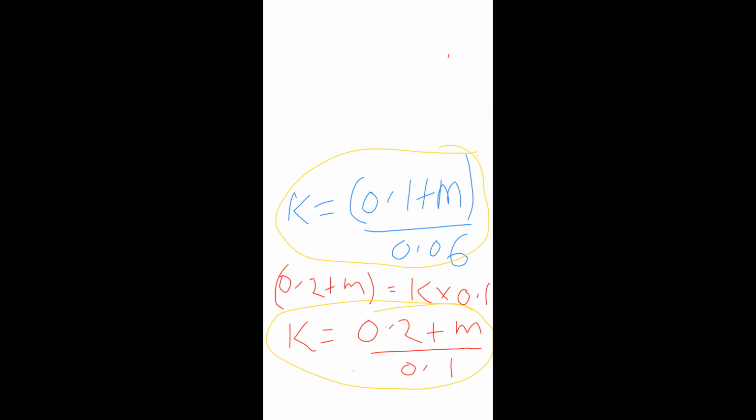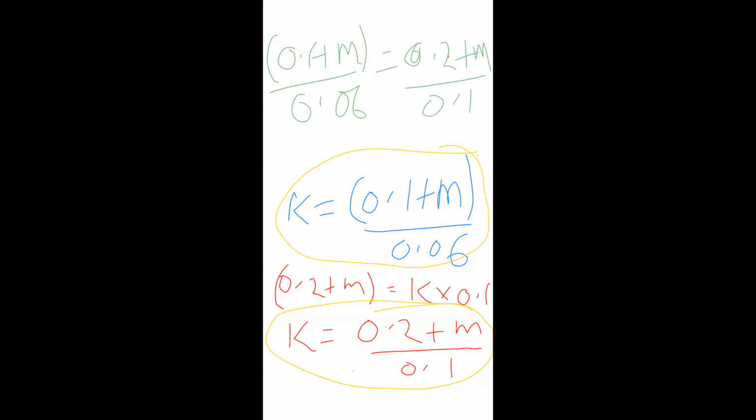someone is asking, why didn't I use the acceleration due to gravity? I'm going to show it here. Because 0.1 plus M out of 0.06 is going to be equal to 0.2 plus M out of 0.1. This is 0.2.